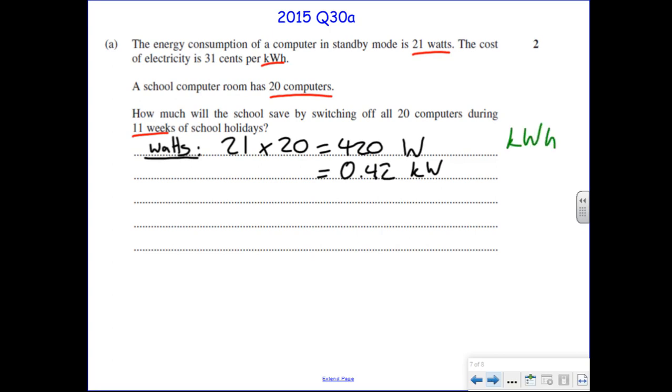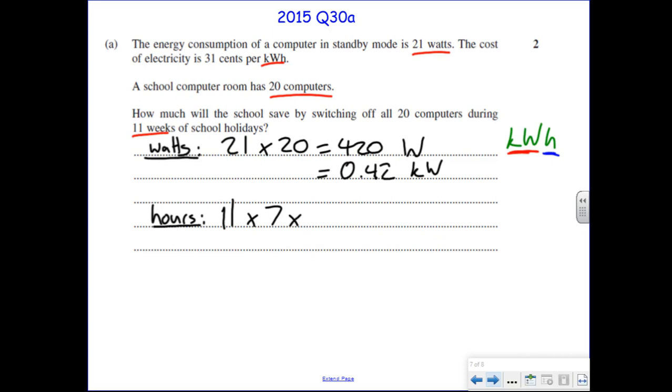That's a decent start, but we want to eventually find kilowatt hours. Remember in that video, the way that you find that is you get the kilowatts and you times it by the amount of hours. So what we need to do now is find out how many hours these computers are sitting here. We're told that it's over 11 weeks, so we have 11 weeks, times it by 7 because there are 7 days in a week, so we have 77 days. And then we want the amount of hours.